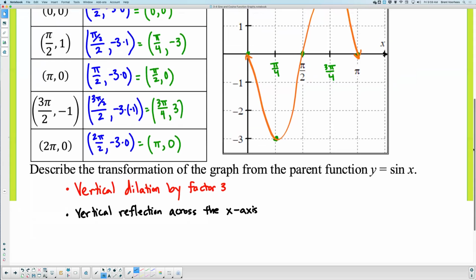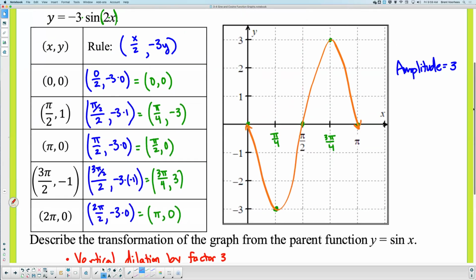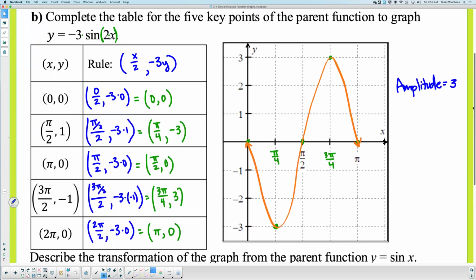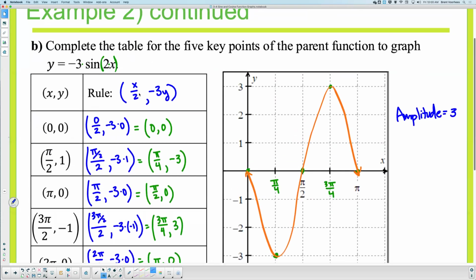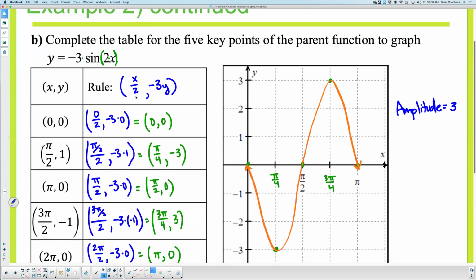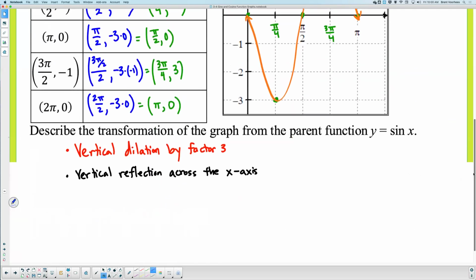It was the horizontal piece. What did we do to the horizontals? The x's. We divided by 2.